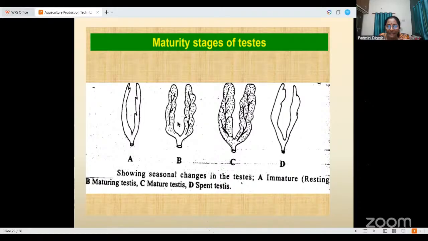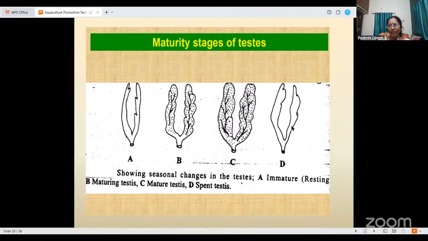That is a maturing testis where the spermatocytes are being formed, the primary and the secondary spermatocytes. Then that's a mature testis with lots of milk in them. And that is a spent. What do you mean by spent? When they release all the sperms outside, it has become empty. The testis has become empty. That is called a spent testis.